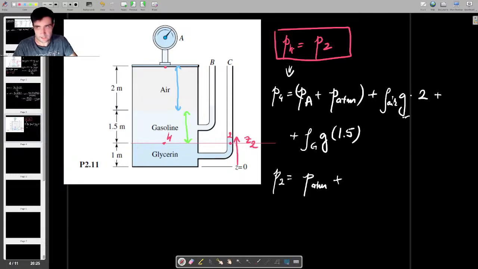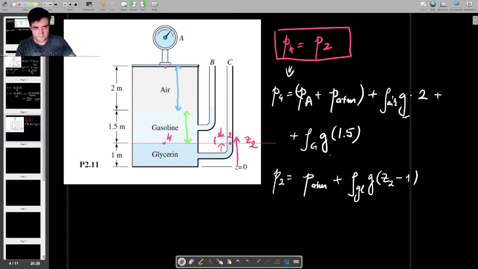Plus we have now this tiny amount of glycerin height, which is density of the glycerin. I have to find a new way of calling it, so I'm going to call it GL for glycerin, and then g, and then that height difference. This here is given by Z2, which is unknown. Let's use consistent colors. It is given by Z2 minus 1. Z2 minus 1 is exactly what I'm looking for, exactly this amount that is balancing the pressures.